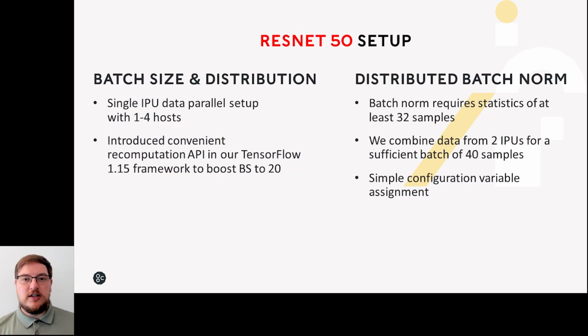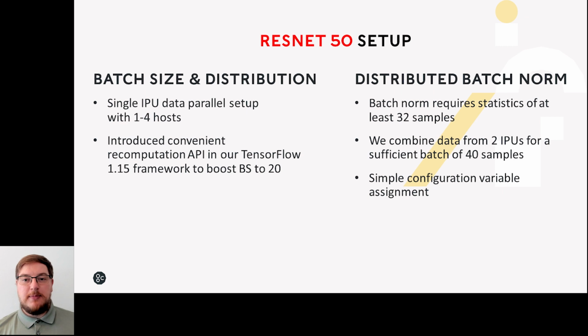So far, we mainly talked about BERT. Let me tell you how our ResNet-50 setup looked like and what is worth knowing about our ResNet-50 setup. For ResNet-50, we used a single IPU data parallel setup with 1 to 4 hosts. We introduced a convenient recomputation API in our TensorFlow 1.15 framework to boost the batch size to 20. Why were we interested in a batch size of 20? That comes in the next part.